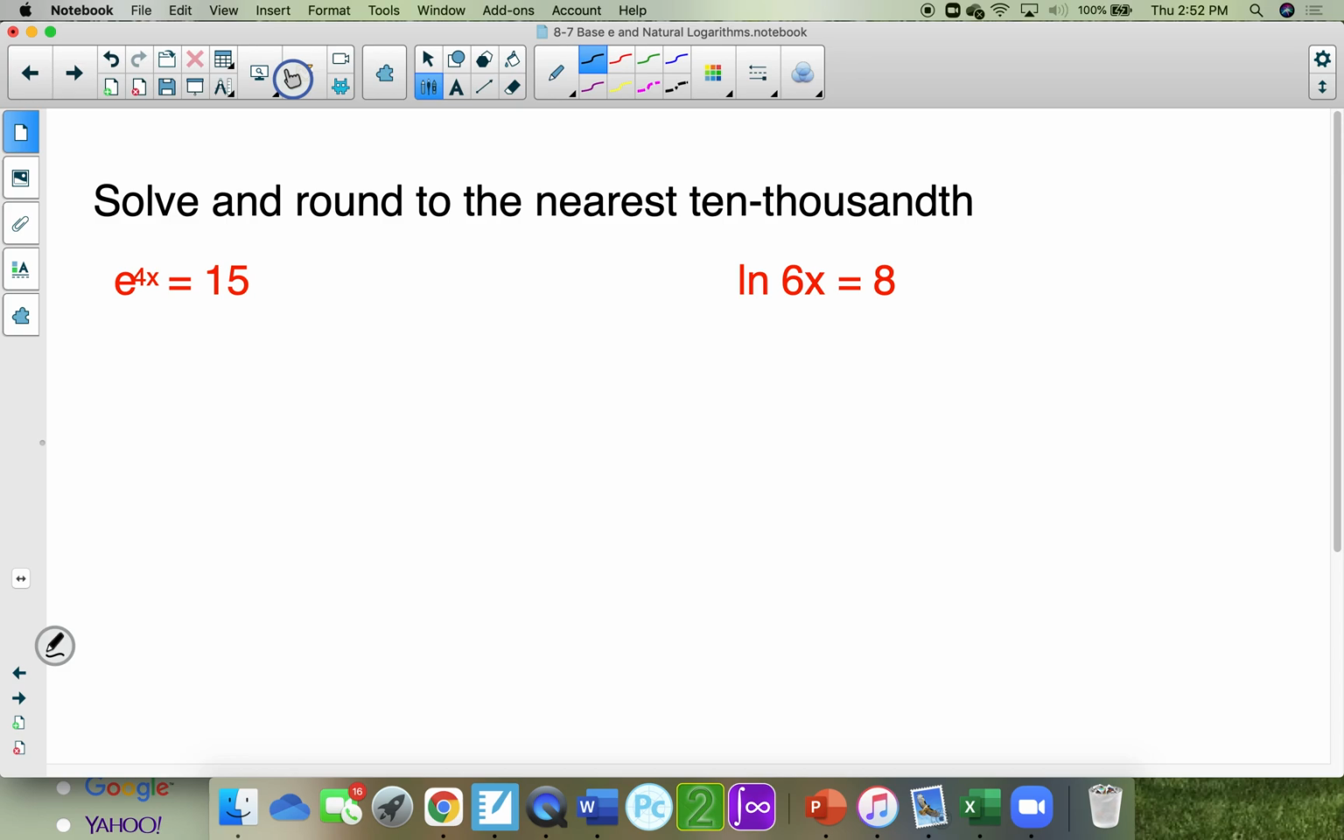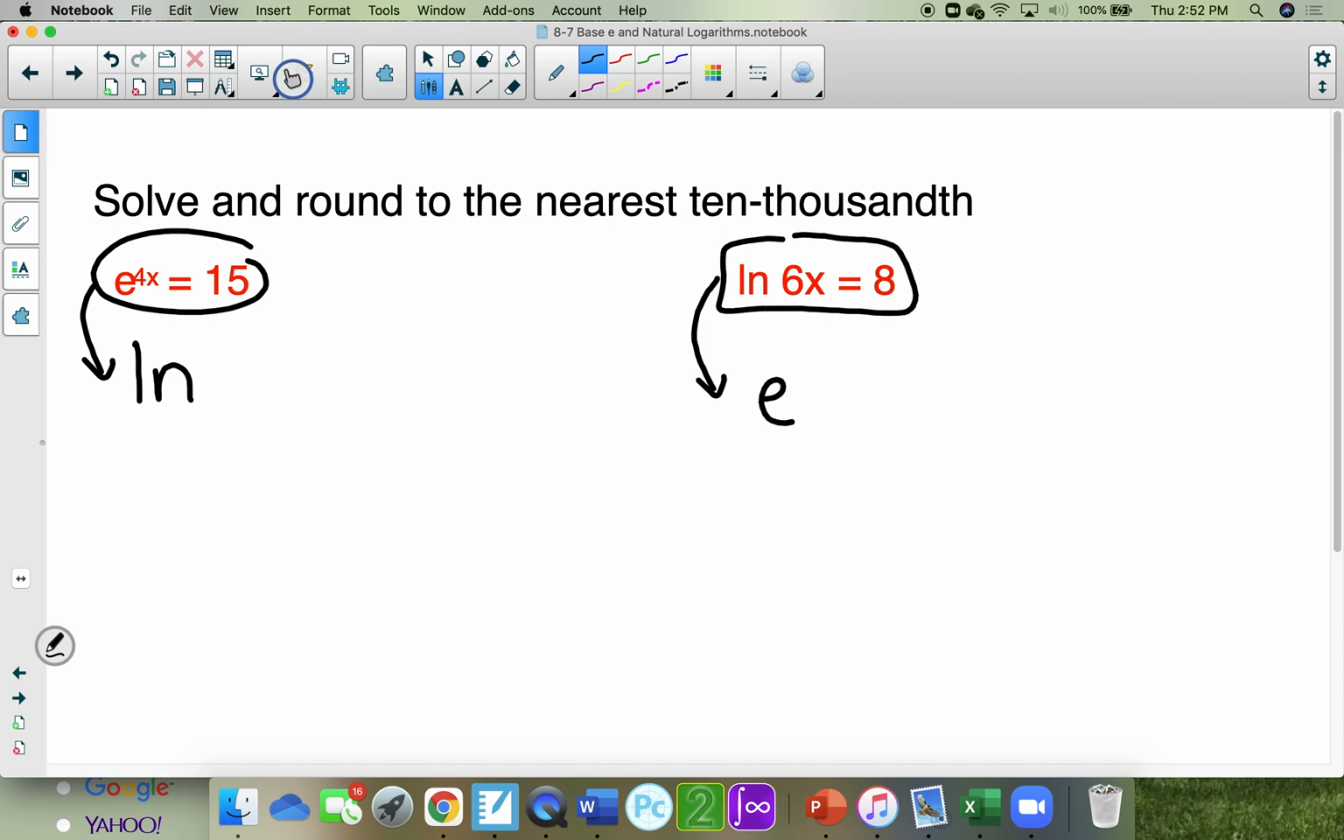Okay, when you solve, you have to put it back into natural log form. All you have to do, if it's an e form, you put it into natural log form. If it's a natural log form, you put it into e form on the test. That's all you have to remember. The natural log of e of 15 equals 4x. And I know I did it right because I'm going to do the loop around right now, so I know I set it up right.